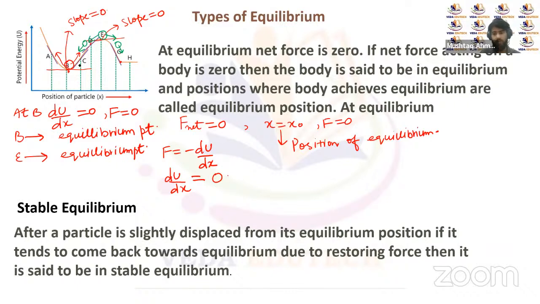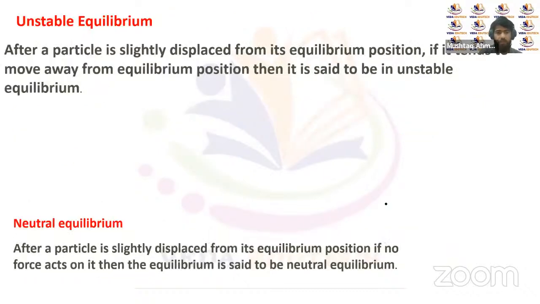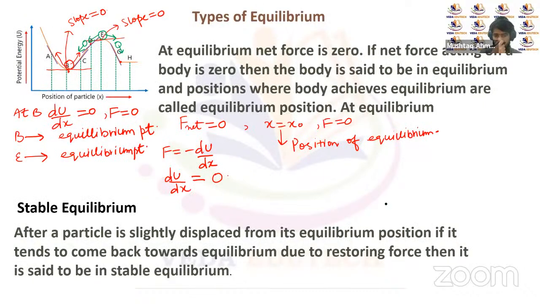So let's write the condition for the stable and unstable equilibrium, right? For stable equilibrium, F should be equal to zero. That's du upon dx will be equal to zero, right?